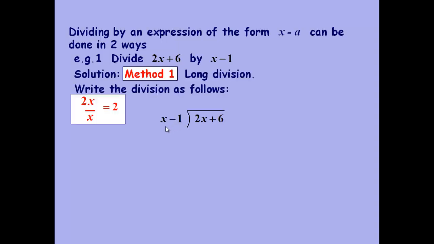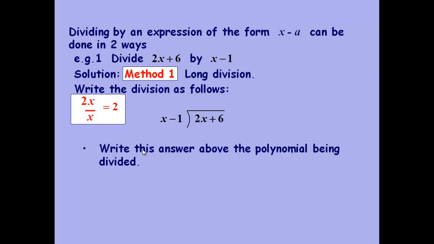Well, we're going to show 2 ways of doing this. The first one is the long division method, and to do this we set it out like so. And we then divide the first term here that we're dividing into by the first term here. So we get 2, and we place this above here. What we then do is we multiply this expression by 2.